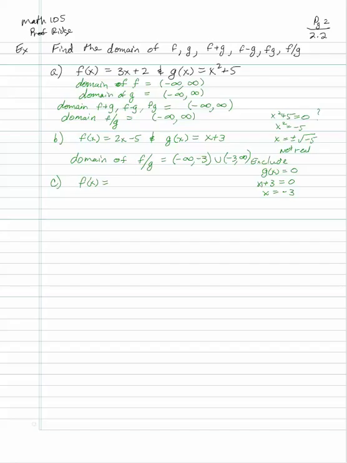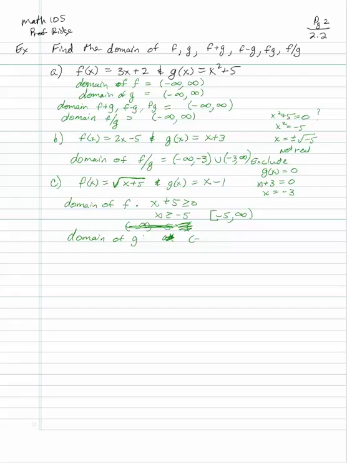Now, if f of x was square root of x plus 5, and g of x is, say, x minus 1, now with the radical, with the square root, if you recall, for the radicand to be defined, the radicand has to be greater than or equal to 0. So the domain of f is the solution to x plus 5 greater than or equal to 0. So x has to be greater than or equal to negative 5. Oh, I'm sorry, it's going to be bracket negative 5 to infinity. Okay, the domain of g is all real numbers, so that's negative infinity to infinity.